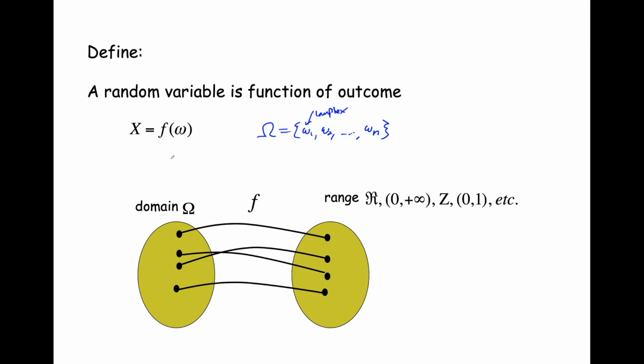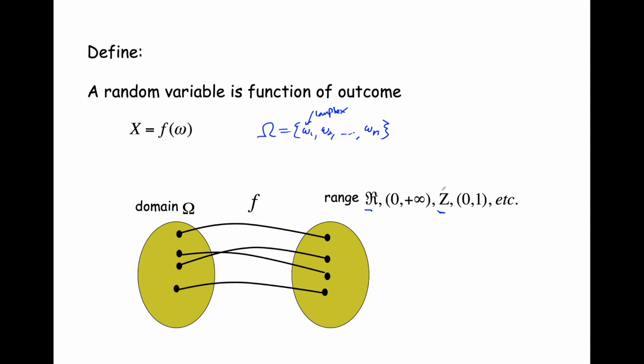So this function f takes as its domain one of these complex events, omega, little omega, and it has as its range a number of possible things. It could be the set of real numbers. It could be the positive real numbers. It could be the integers. It could be some interval on the real number line between 0 and 1, etc.